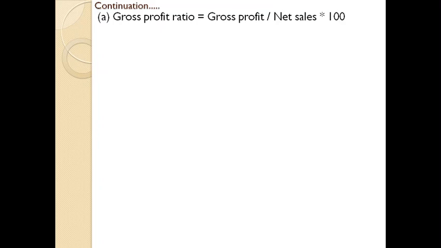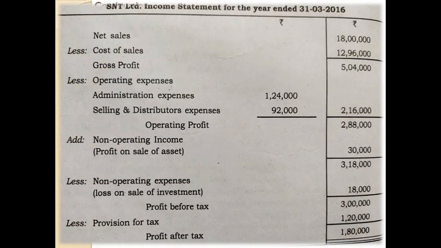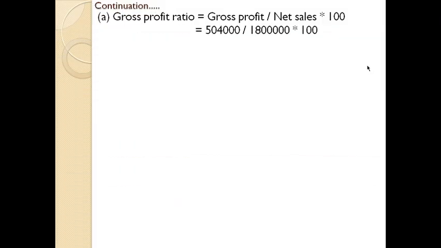first one was gross profit ratio. We all know the equation is gross profit divided by net sales into 100. Just before, we prepared an income statement, and here we have already computed the gross profit. The amount is 5,04,000. So 5,04,000 divided by net sales, which is already given in the question, 18 lakh into 100, you will get 28%.